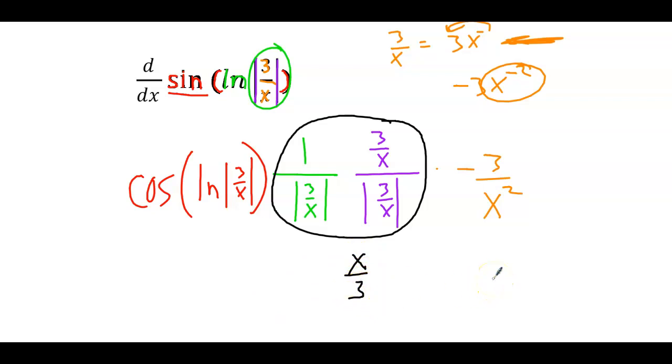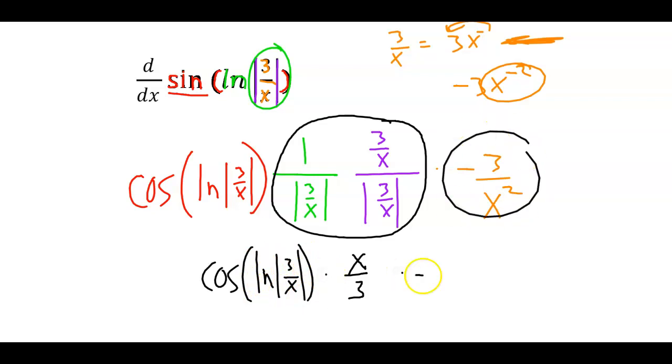Okay, so now we have cosine of all of this times x over 3 times negative 3 over x squared. We can simplify this even more now, right? Because we have these two. These 3's cancel out. And this x here goes into x squared once to leave an x left over. So now, putting all that together, I'm left with nothing on the top, but we can't put nothing. We're going to put a 1. And there's a negative. So negative 1 over x.